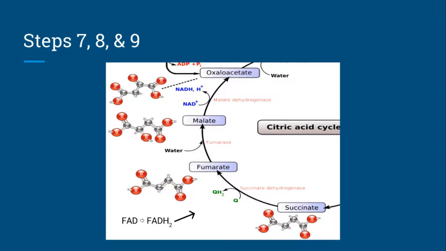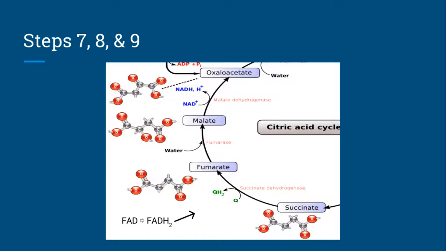Succinate, a 4-carbon molecule, becomes fumarate, a 4-carbon molecule, through the action of the enzyme succinate dehydrogenase, and FAD is reduced to FADH2. Succinate dehydrogenase is a direct part of the electron transport chain. It is also known as electron carrier 2.